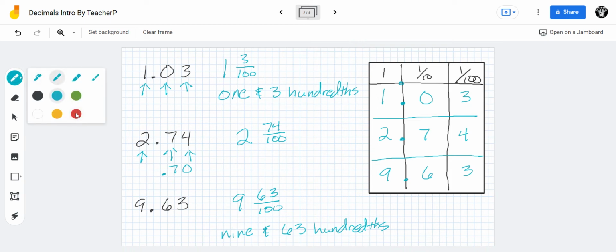Now, of course, if we want to go back and think about this in terms of money again, which I know we're all familiar with, this first one would be like $1.03.